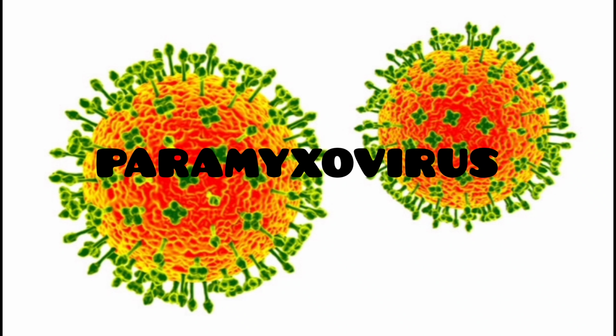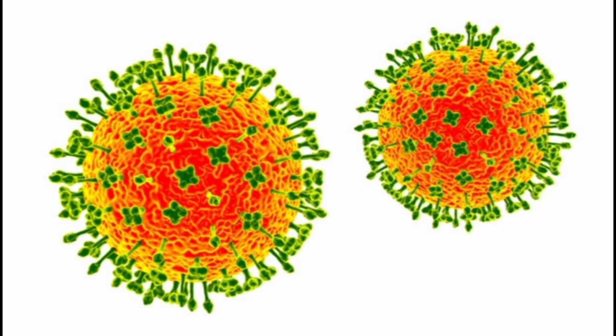Unlike orthomyxoviruses, in which the segmented nature of the genome facilitates genomic reassortment and antigenic variation, so typical of influenza viruses, the paramyxoviruses, with their unsegmented genome, do not undergo genetic recombination or antigenic variation. Hence, all paramyxoviruses are antigenically stable.